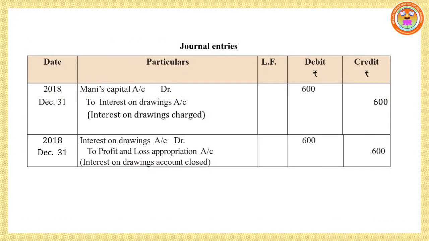Journal entries. Write the journal format. Here they are following the fluctuating capital method. If it is the fixed method, we have to use the word current account. Here, fluctuating capital method. So Mani's capital account debit, his capital is reducing, 600 to interest on drawings account 600. Then the closing entry: interest on drawings account debit to profit and loss appropriation account. Interest on drawings account is closed. That's all under the direct method.